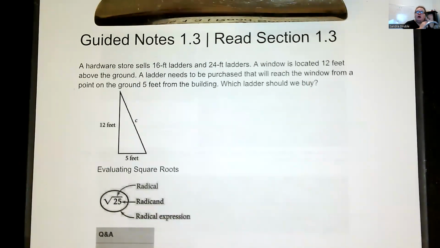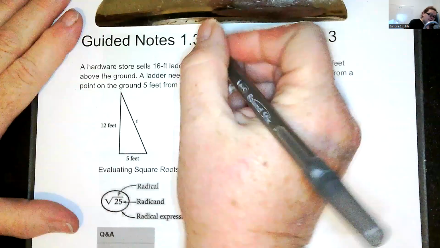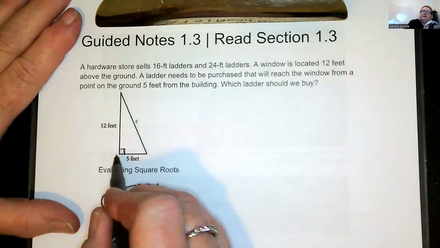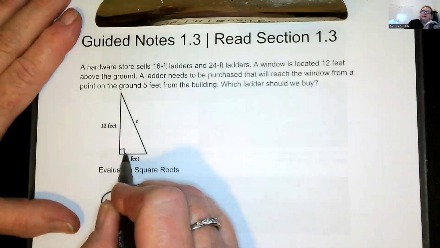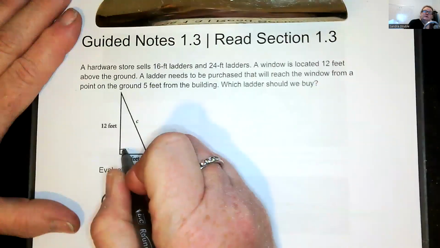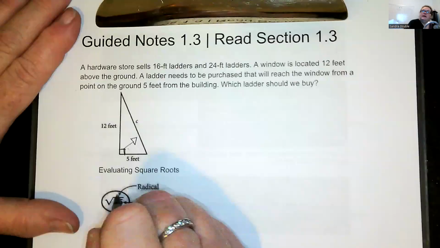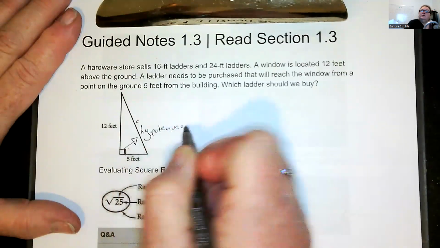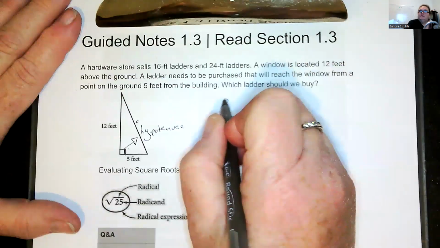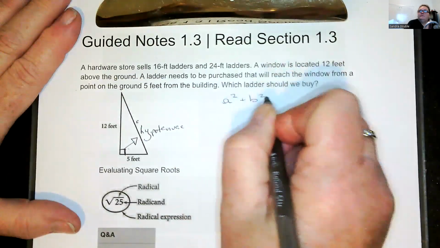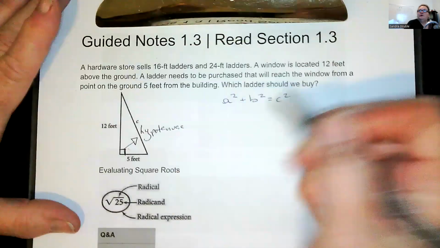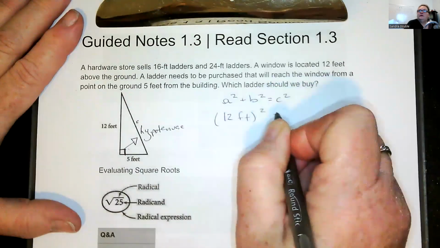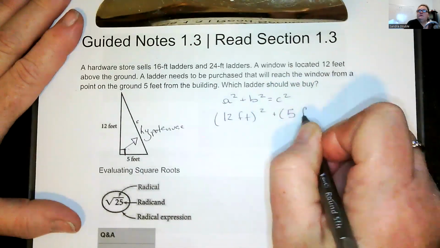Well, in order to solve this, you just need to use, because it is a right angle that it's creating, because here's the wall and here's how far away it is. So that's a perfect right angle. And any side directly across from a right angle is a hypotenuse. And so therefore we can use Pythagorean theorem to solve this. Okay, so I'm just going to arbitrarily choose 12 feet for A and 5 feet for B.